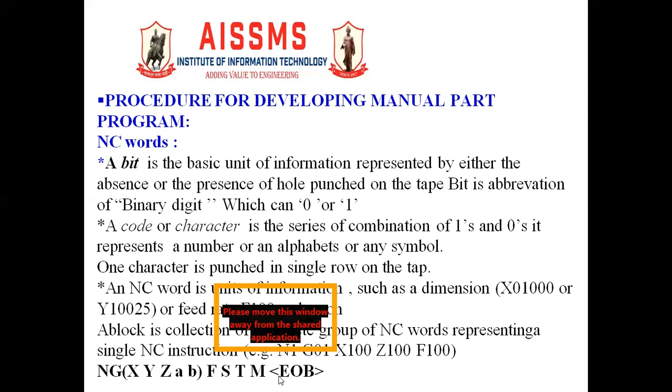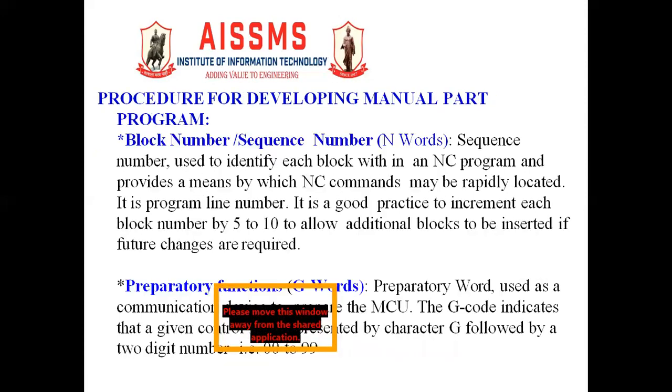If you take one example, N is represented as the sequence block number, then G is the preparatory function, X, Y, Z is the axis, A, B is the parallel or secondary axis, F is the feed, S is the spindle speed, and T is the tool number, and the end of block is always mentioned. The block number is denoted by N words and is sequenced from 1 to 10. The preparatory function is used for communication with the MCU. Therefore, a G code indicates the control, represented by the character G followed by 2 digits, from 00 to 99.